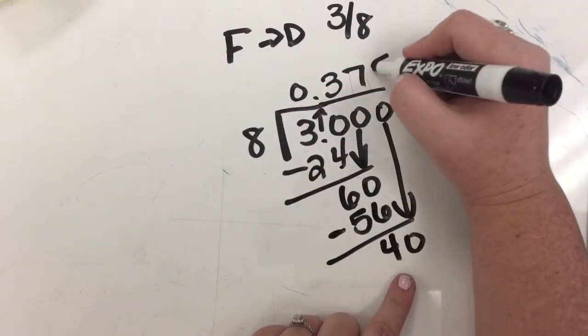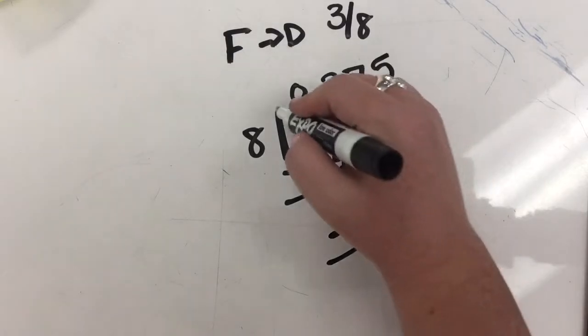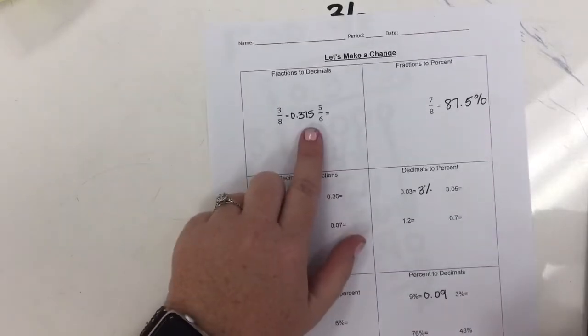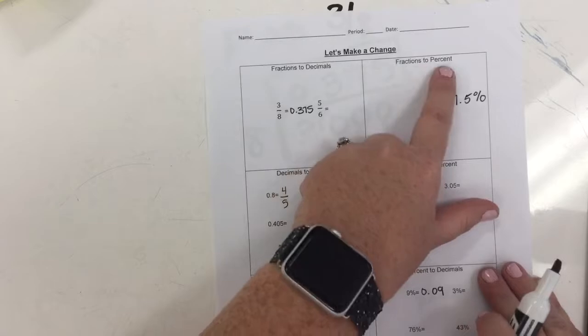8 goes into 45 times. 8 times 5 is 40, so we're going to end up with 0 here. So now we have our decimal. And that is exactly the same thing that I wrote as our answer when I did it the first time. Okay, so the next thing we're going to do is go from fractions to percent.